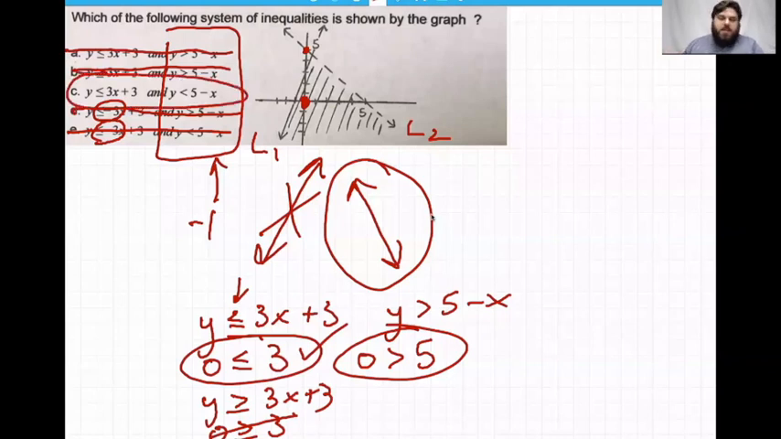Now, this testing of points is a really, really easy way to do it. Alternately, you could try to graph the first one and test 0, 0. So if I graph the first equation, I would get this line right here. And if I test 0, 0, I want it to work. Anyway, this testing of points is a really, really easy way to do this.